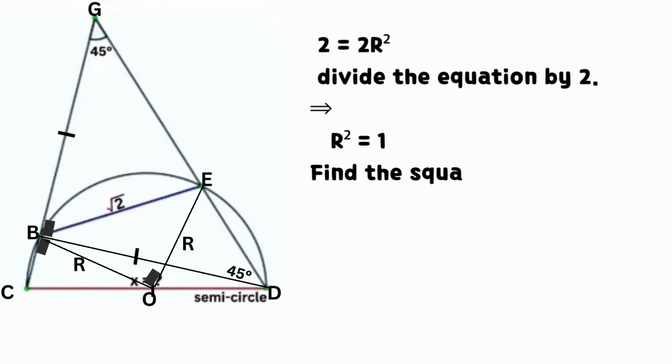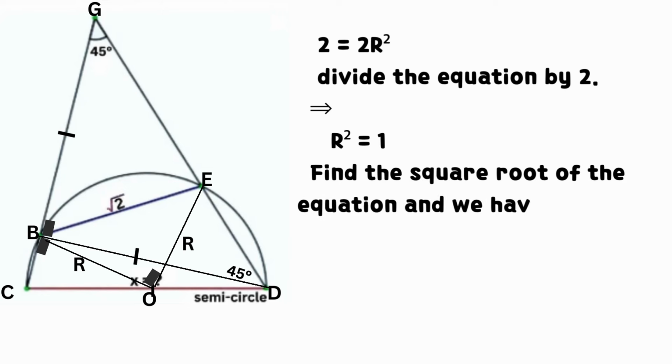Divide the equation by 2. It implies that the square of R equals 1. Find the square root of the equation and we have that R equals 1.